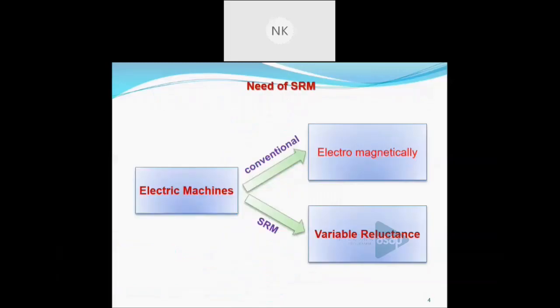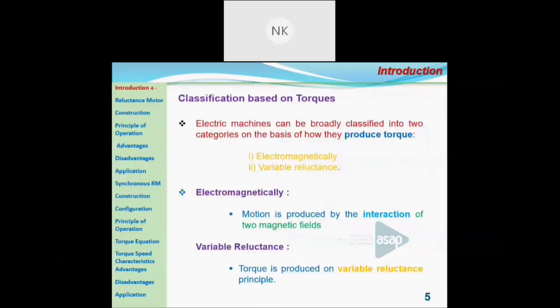So electrical machines are mainly of a conventional type and a non-conventional type. Conventional means electromagnetically the EMF will be induced, depending upon the torque production. And in the switched reluctance motor, the main principle of operation is the variable reluctance principle. So based on the torque classification, we can have two types: electromagnetic and variable reluctance. Electromagnetic means the torque is produced by the interaction of two magnetic fields, and in the variable reluctance type, it depends upon the variable reluctance principle.